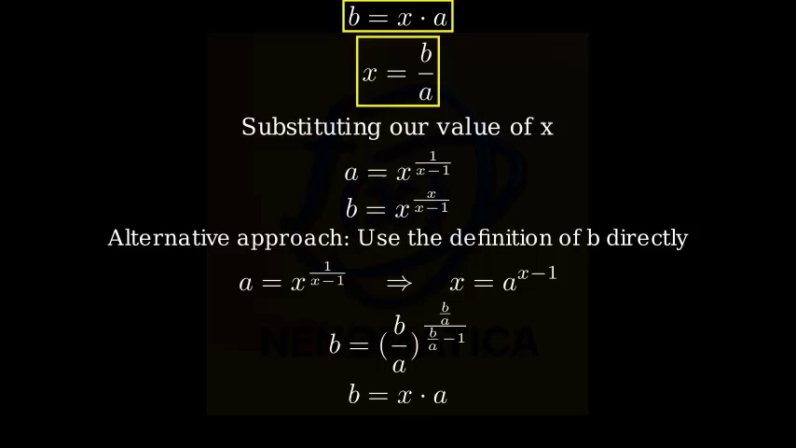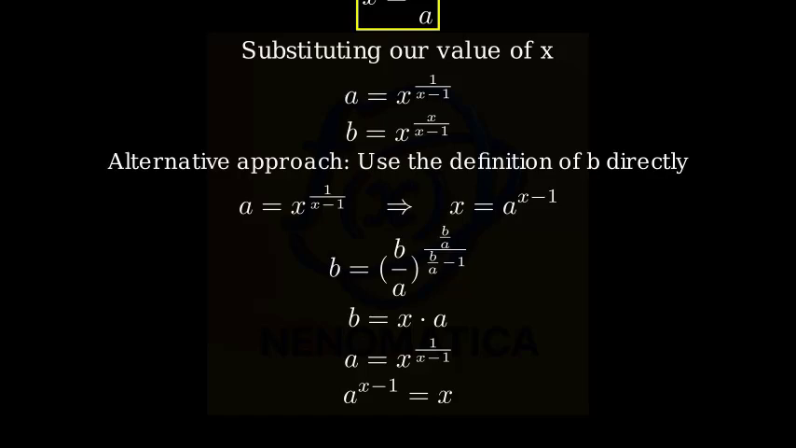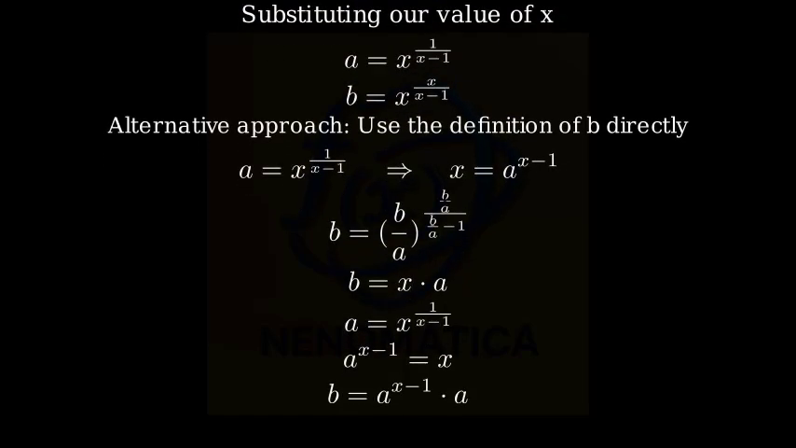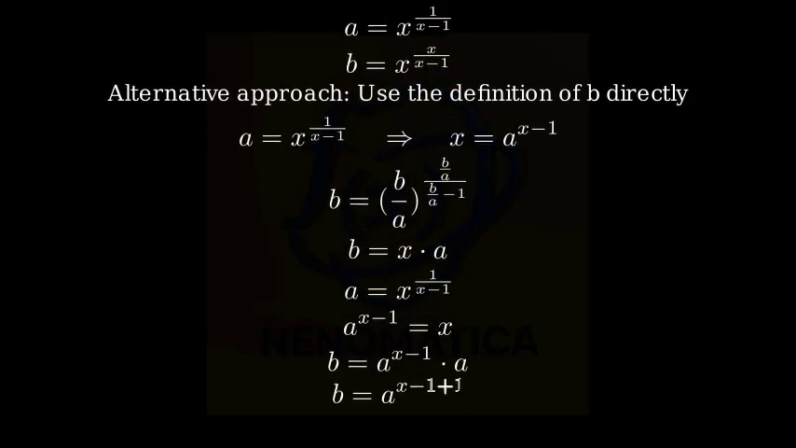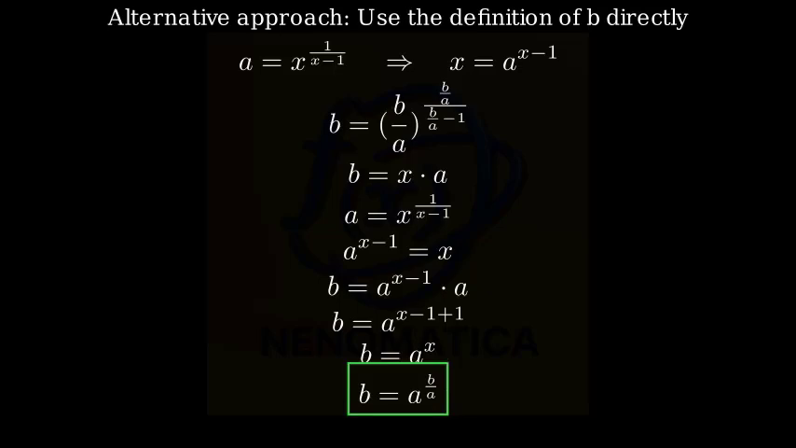But actually, there's an easier approach. Let's use the fact that b equals x times a. We can express b in terms of a and x. We also know that a equals x to the power of 1 over x minus 1. Let's solve for x in terms of a using this relationship. Now, we can substitute this expression for x into our equation b equals x times a. Using the laws of exponents, we can simplify this to b equals a to the power of x. Finally, we can substitute our earlier result that x equals b over a.